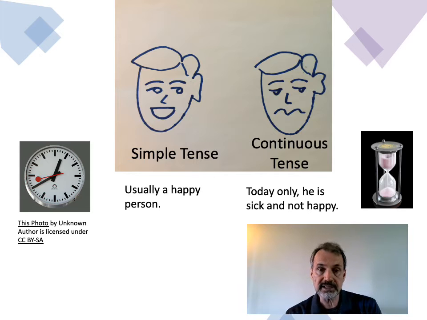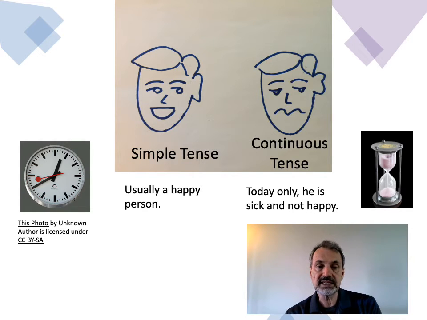Let's take as an example this young man, Jorge. We could describe him as young, intelligent, and usually a happy person. So, being happy is normal for him. That doesn't mean that he is happy all of the time, just that he is normally happy. But today is different. Today he is sick, and he's not happy today only. But this is only temporary. Soon he will be happy again because he's normally a happy person.